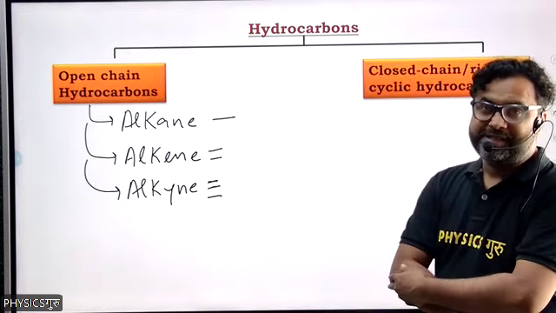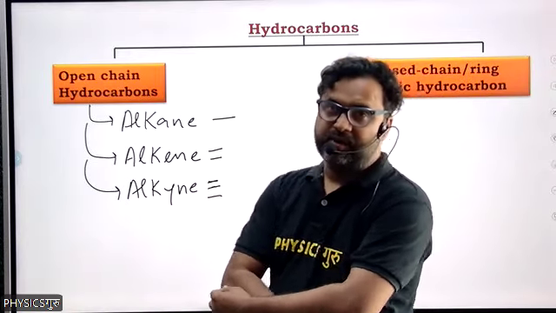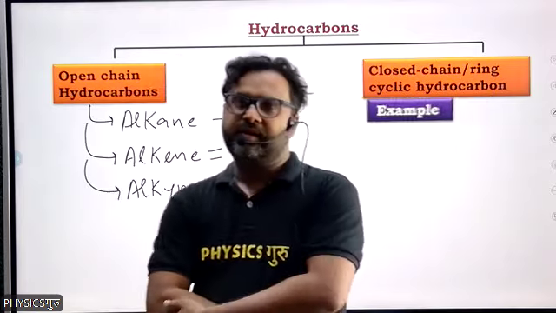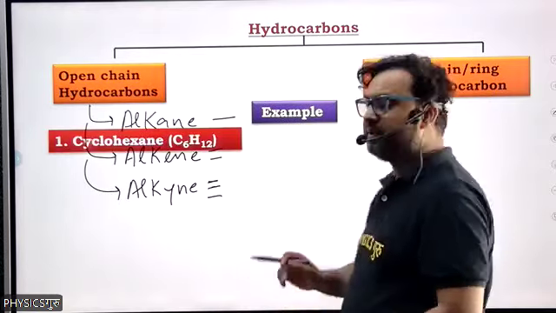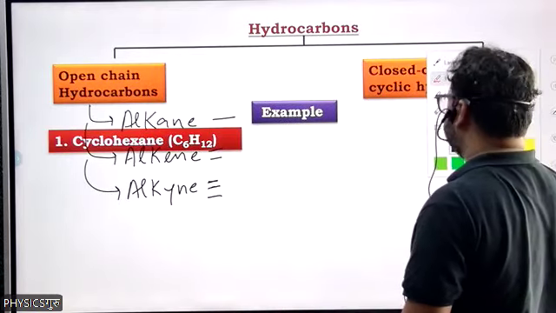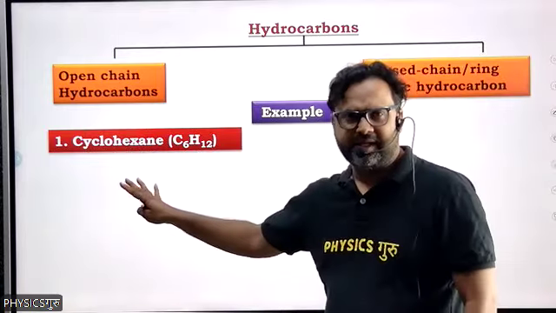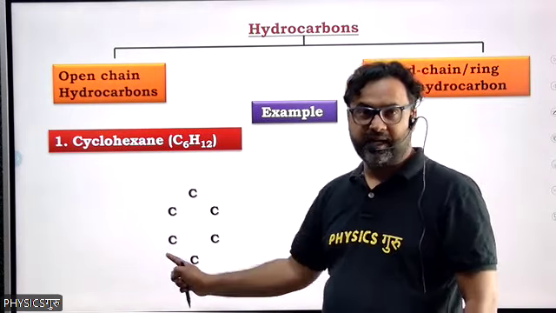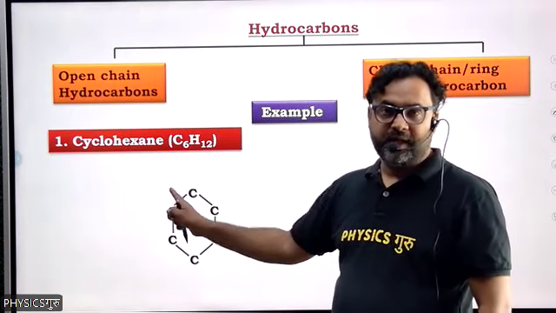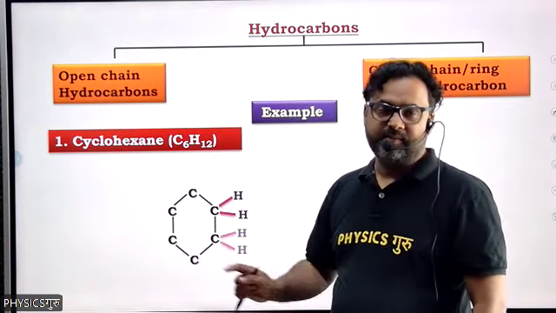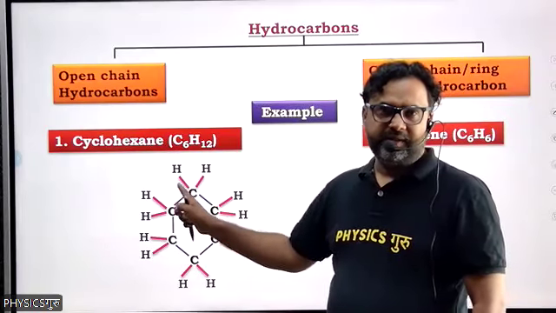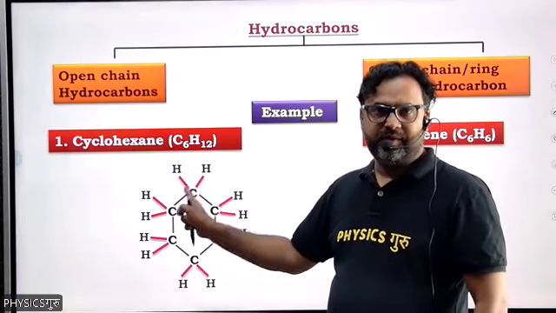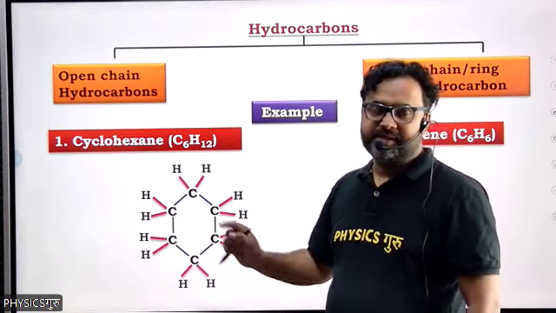Now the next variety is called closed chain hydrocarbon. If we see the example, the first example is cyclohexane. Cyclohexane is C6H12. So we have 6 carbon atoms and all the carbon atoms are connected with a single bond, right, with hydrogen. So we have 12 hydrogen and 6 carbon.